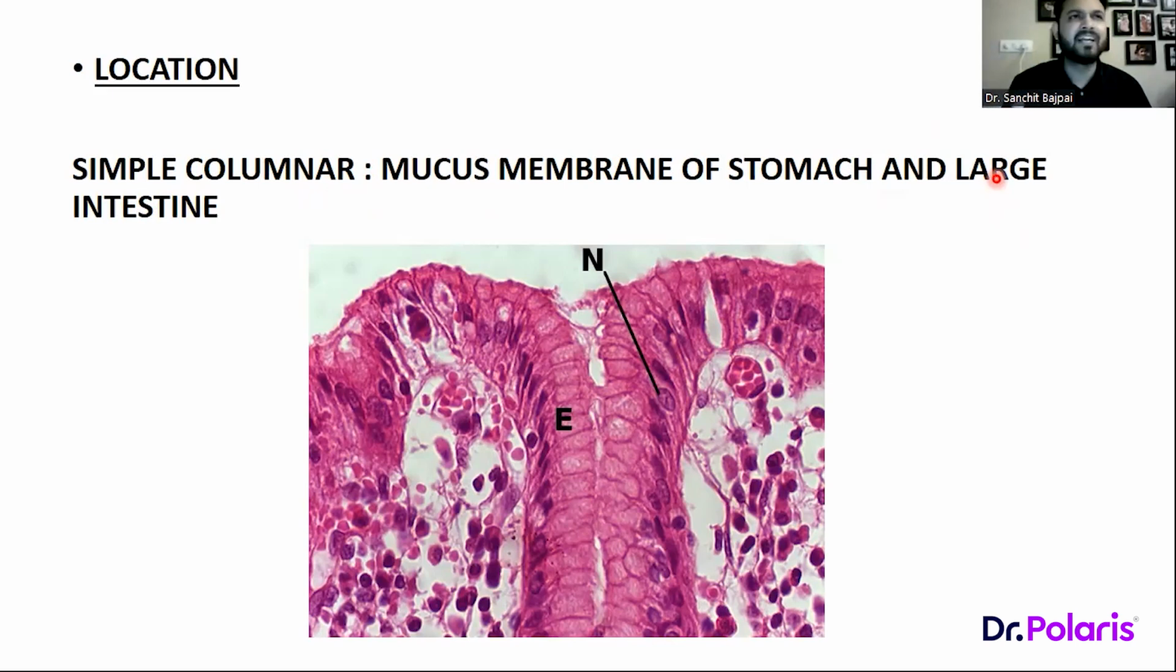Sometimes you see that a person is passing stool and they see a kind of mucus coming out. Where is it coming from? It is these goblet cells. Right? Now you understand the logic behind it. So simple columnar epithelium without any surface modifications is usually seen lining the stomach and large intestines.